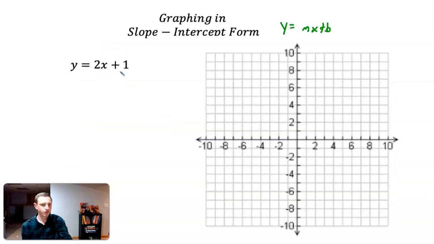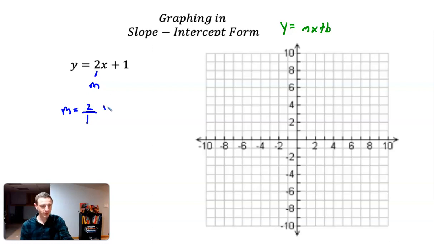It says y equals 2x plus 1. First, you always want to identify your slope and your y-intercept. The slope is the term in front of the x, that m term, right here. So our slope is 2. What does it mean when it's just 2? Well, the top number is 2, so that's our rise. What is the bottom number? If I don't have any number, that's just over 1. So our slope is positive 2 over a positive 1.